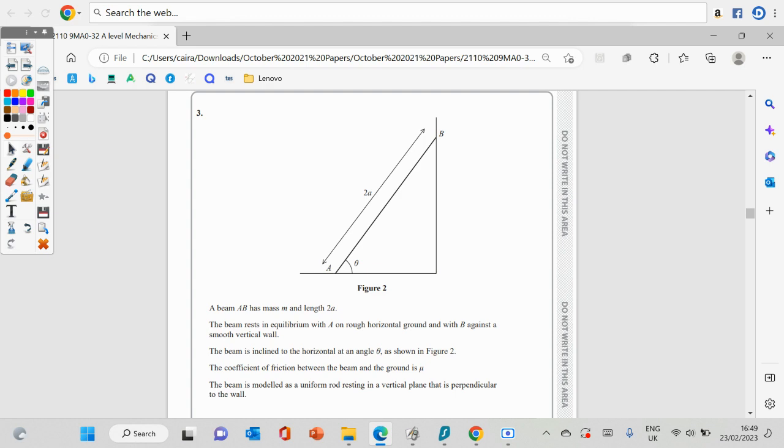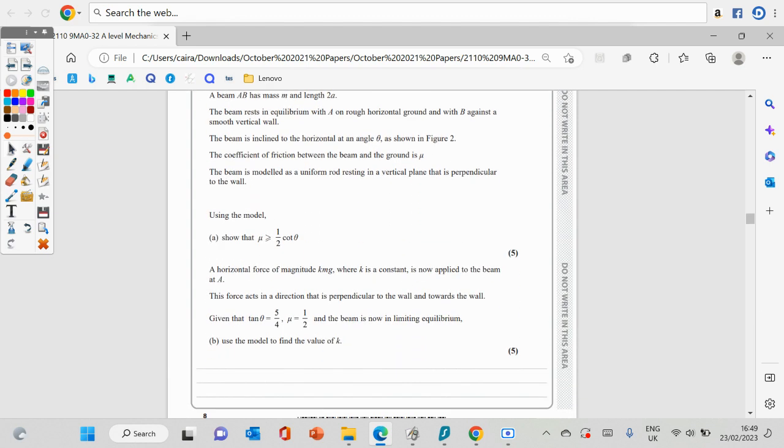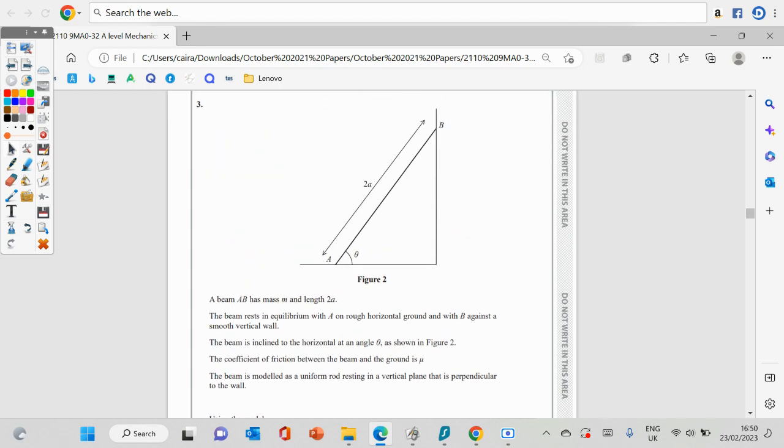The beam is inclined to the horizontal at an angle theta, as shown in figure 2. The coefficient of friction between the beam and the ground is mu. The beam is modeled as a uniform rod resting in a vertical plane that is perpendicular to the wall. Using the model, show that mu is greater than or equal to 1/2 cot theta. Right.